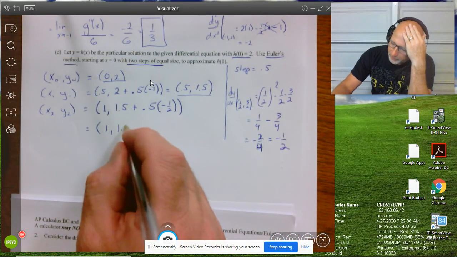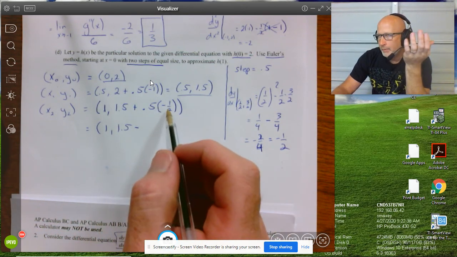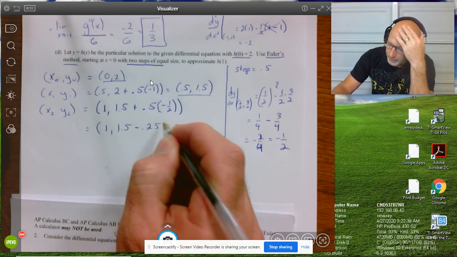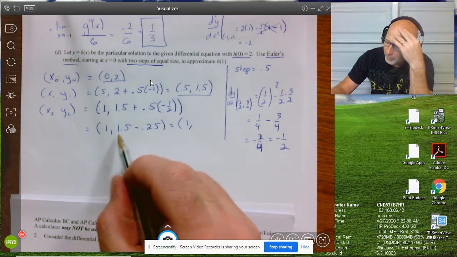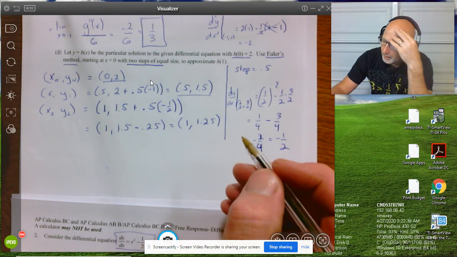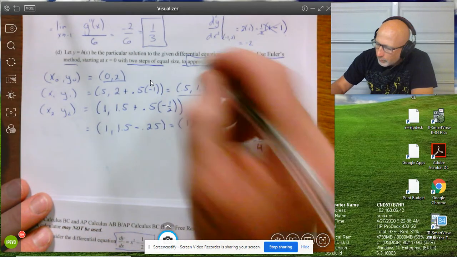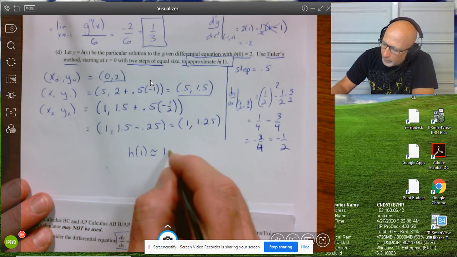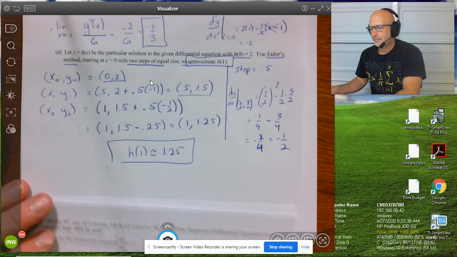So this is equal then to 1, comma, I have 1.5 minus 1/2 times 1/2, which is 1/4, so this is minus 0.25. So this gives you (1, 1.5 minus 0.25), which is 1.25. So what's the approximation for h of 1? h of 1 is approximately equal to 1.25.